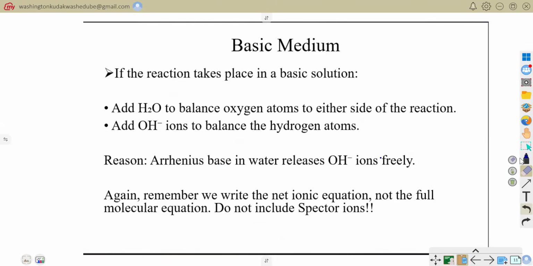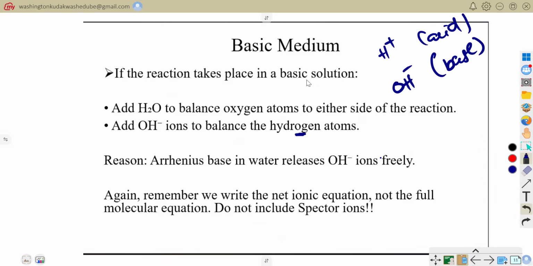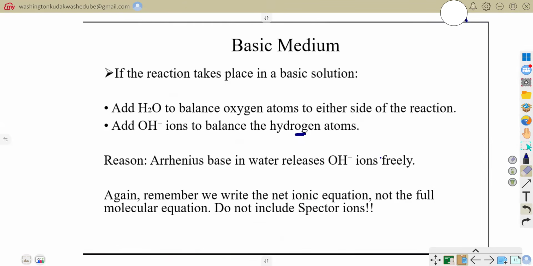So the difference comes when we are balancing hydrogen atoms. In acid, we add H plus, and in basic, we add OH minus. So under basic solution, add OH minus. Under acid solution, add H plus ions. That is the simple difference.